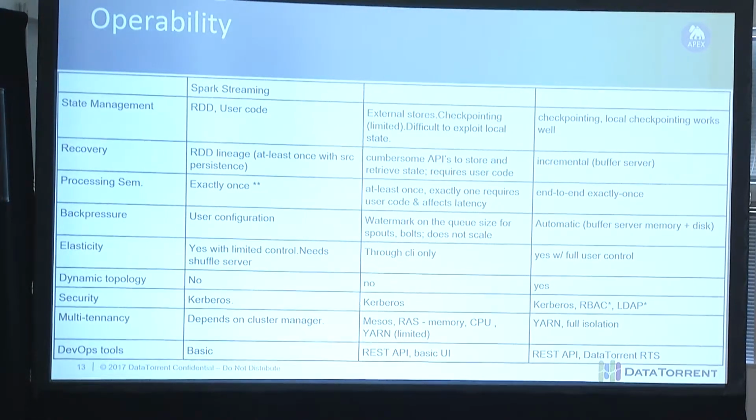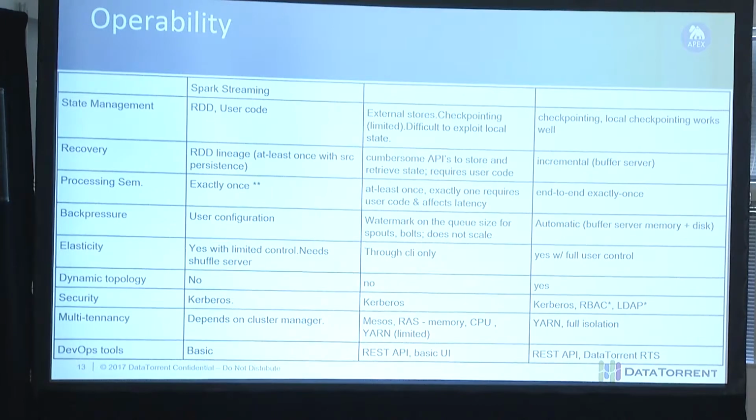In terms of back pressure, all the systems support different flavors. In Spark, the user can specify an SLA through considerations for back pressure. In Storm, there's a different flavor wherein you can say, this is my watermark on the queue size. If you back up beyond that, then just stop putting more tuples to the next guy. In Apex, it's automatic with buffer server and spillover to disk.